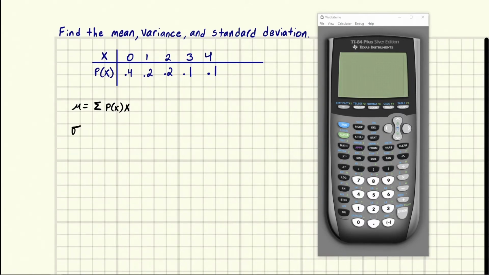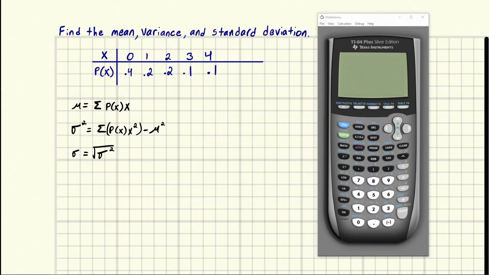The variance, the sigma squared, is going to be just like this formula, only now we're going to square every x value, and we're going to take the mean squared off at the end. I'm not going to derive the formula here, we're just going to use it. So we're going to have the summation of the probability of x times x squared, and then this whole thing minus the mean squared. And then of course, if we want just regular old sigma, we would simply take the square root of the variance. These are the three formulas that we need. So using these, we're going to go ahead and find these things.